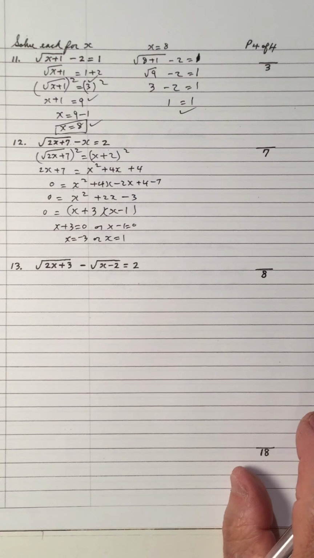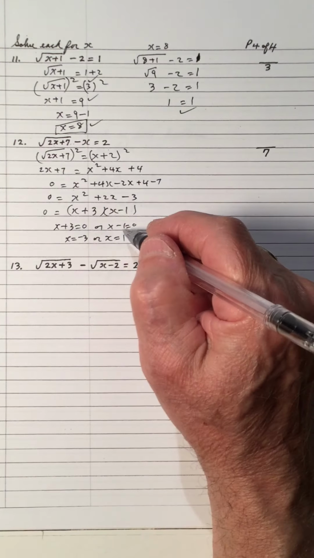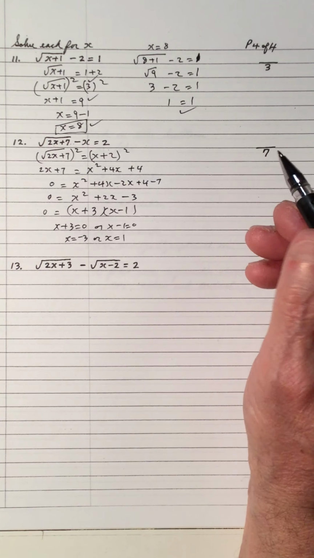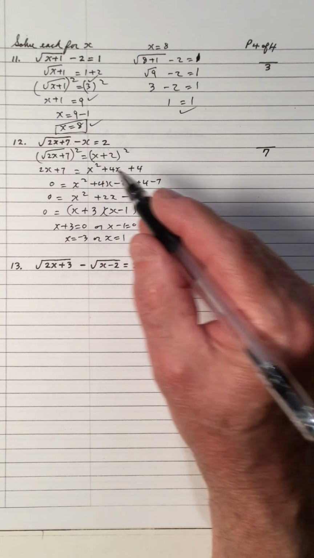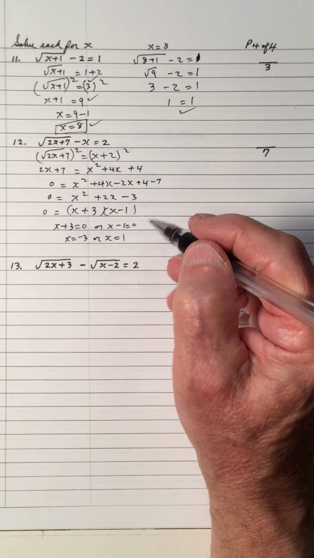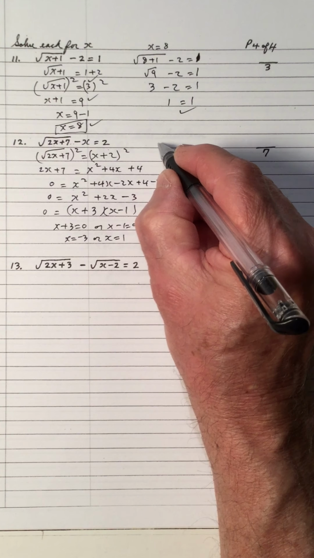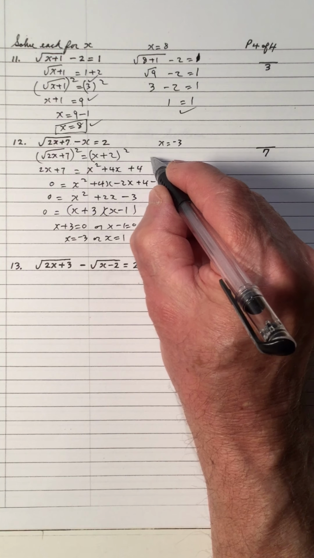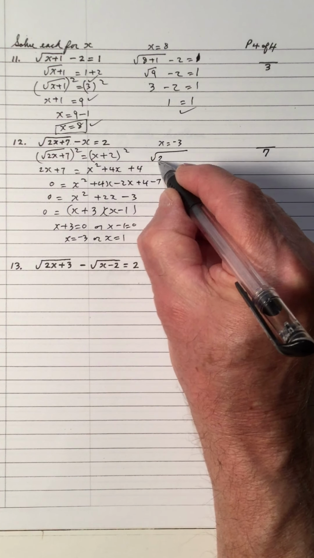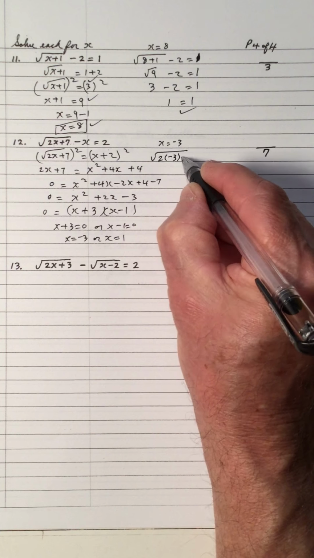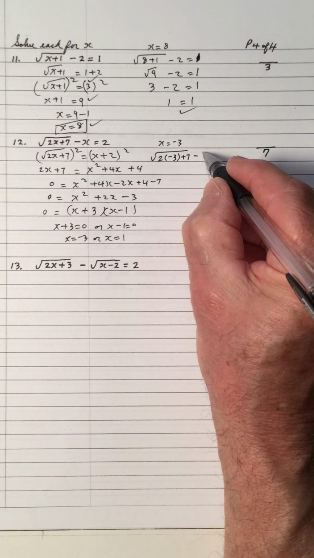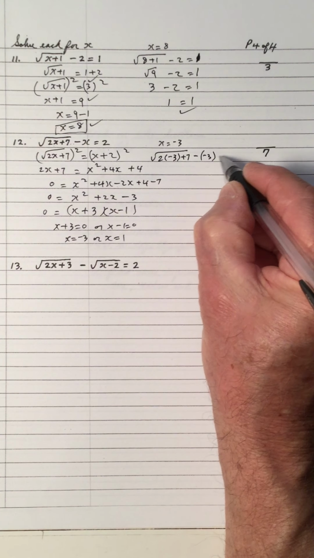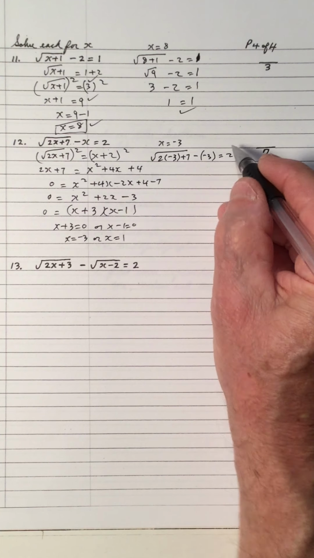Notice also we have two answers, but we have to check, because remember, when we square a radical, we sometimes get extraneous roots. So let's take x equals negative 3 and plug into the equation. So the square root of 2 times negative 3 plus 7 minus x, which is negative 3, equals 2.